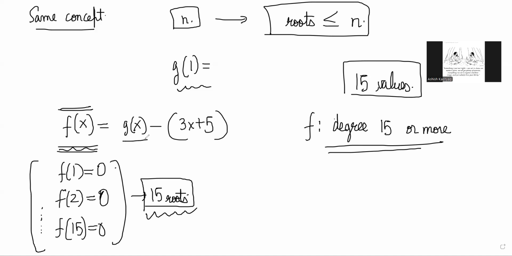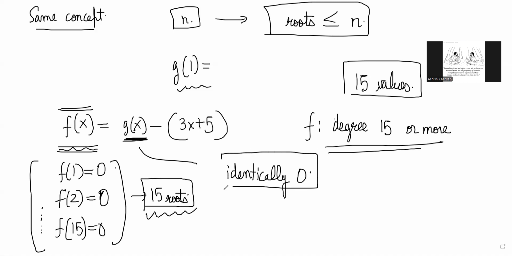So can g have a degree 10 here? No, no, no, no. Then C is correct. If g has a degree 10, then this polynomial is identically 0. Then g will be a 0 polynomial, which doesn't make sense because the values are not 0. Vinay, are you understanding what I'm saying? Not really.